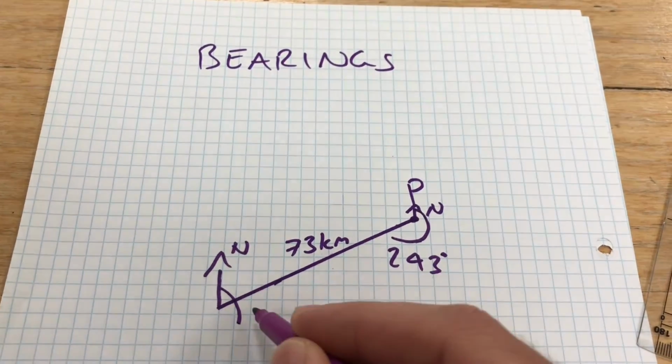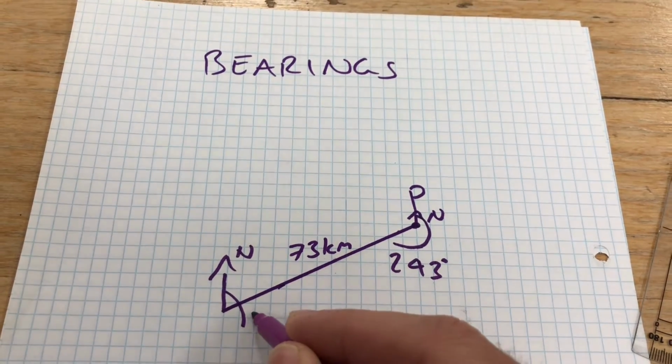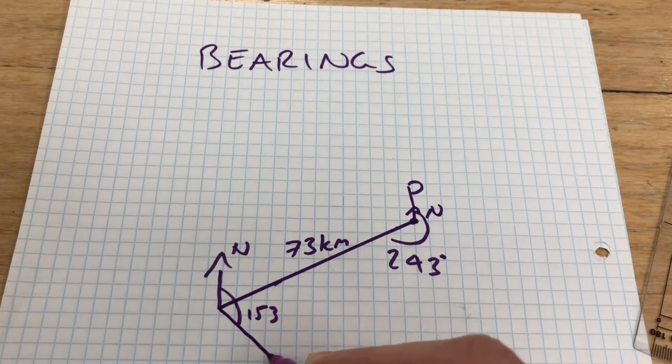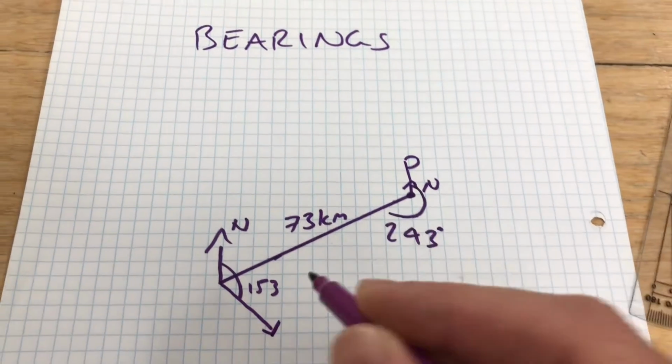Okay, was that 153 after they've made their change? Yeah. So 153 there and 2 kilometers in that direction. Okay, what do we do?